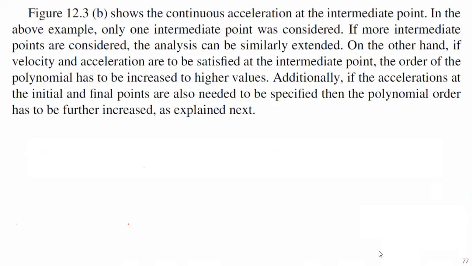Figure 12.3b shows the continuous acceleration at the intermediate point. In the above example, only one intermediate point was considered. If more intermediate points are considered, the analysis can be similarly extended. On the other hand, if velocity and acceleration are to be satisfied at the intermediate point, the order of the polynomial has to be increased to higher values. Additionally, if the accelerations at the initial and final points are also needed to be specified, then the polynomial order has to be further increased.